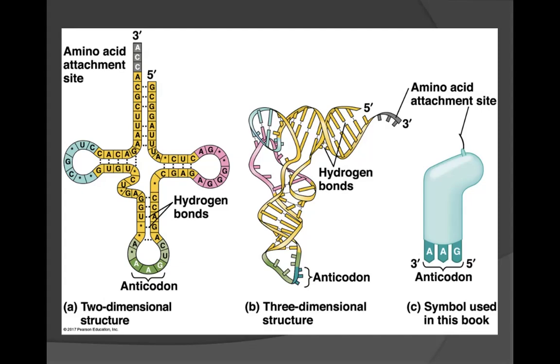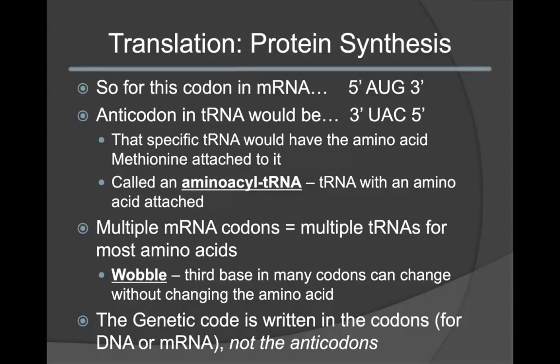Please note the different 2-dimensional and 3-dimensional structures of the tRNA molecule and understand what they represent. When looking at the synthesis of a protein, we will be able to use the codons and the codon chart to indicate what polypeptide chain would result from that particular sequence. For instance, if we have a codon in our mRNA that exists as 5' AUG 3', the corresponding anticodon that would be present on the tRNA molecule would in fact be 3' UAC 5'.